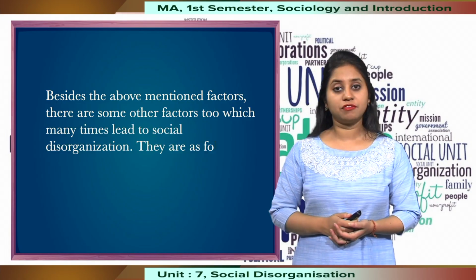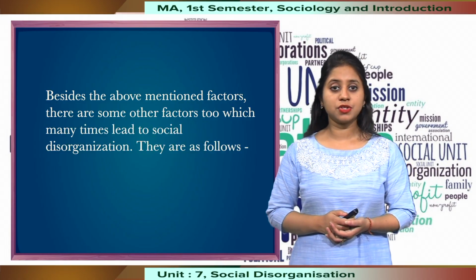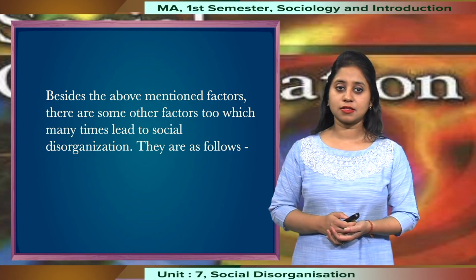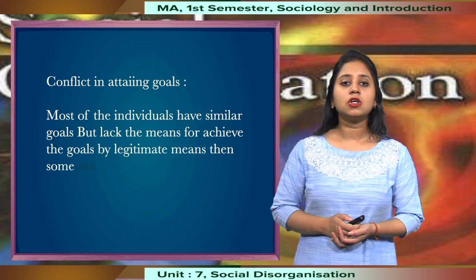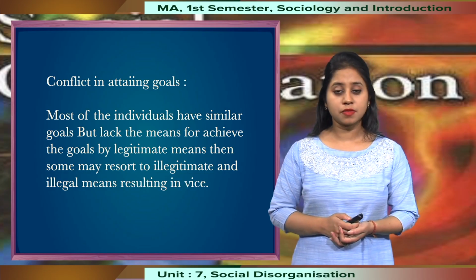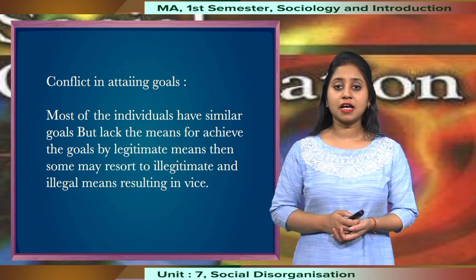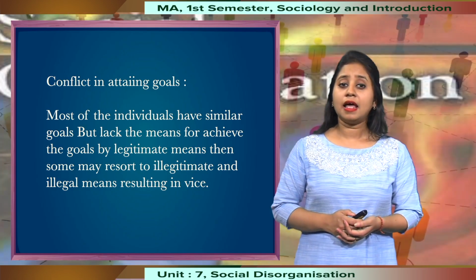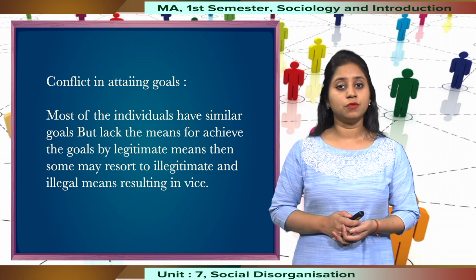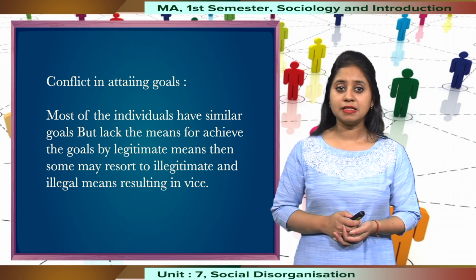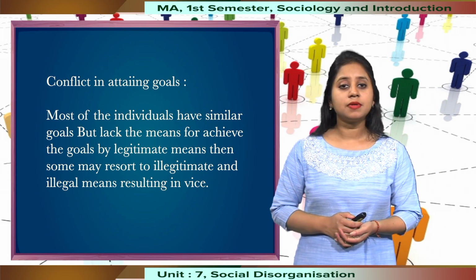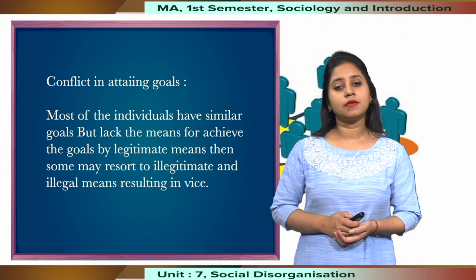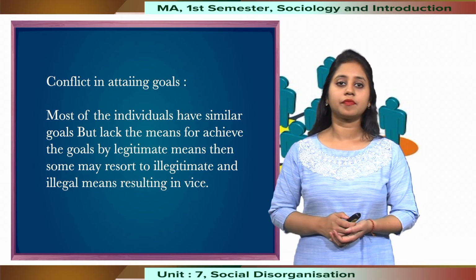Besides the above mentioned factors, there are some other factors which may lead to social disorganization, and let us discuss those. First is conflict in attaining goals. Most individuals have similar goals in society, but there is a lack of sufficient means to achieve those goals by legitimate means. Then some members may resort to illegitimate or illegal means, resulting in vice.